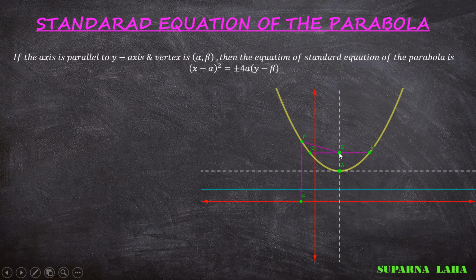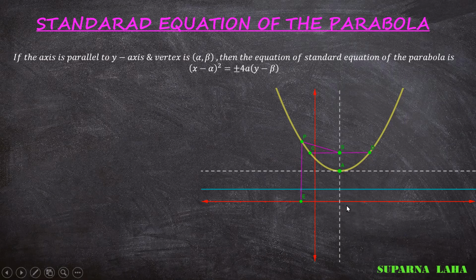A is the vertex, S is the focus, CD is the latus rectum, and this is the axis, which is parallel to the y-axis. And this sky blue line is the directrix of this parabola. Now this is the equation of the parabola parallel to the positive y-axis: (x minus alpha) the whole square equals 4a into (y minus beta).